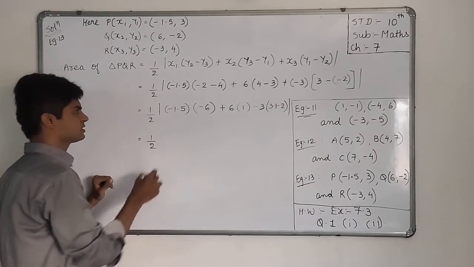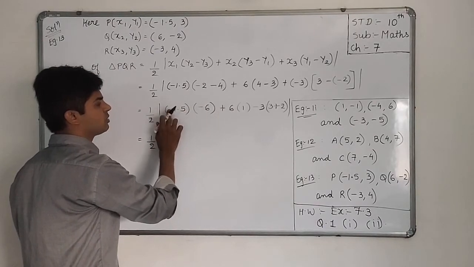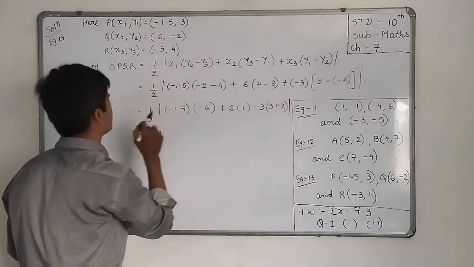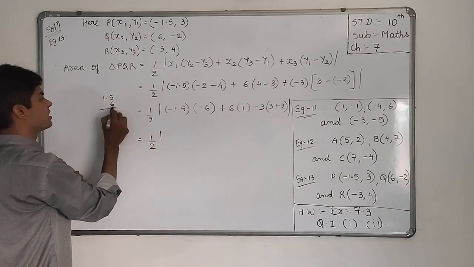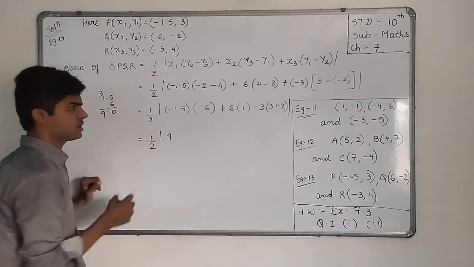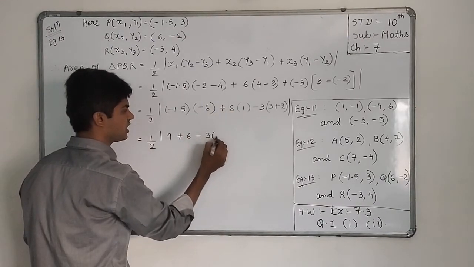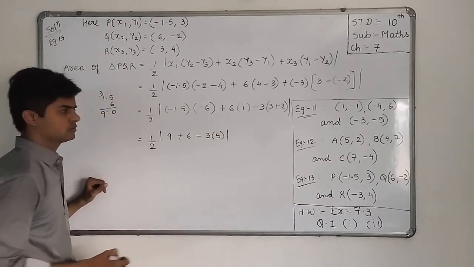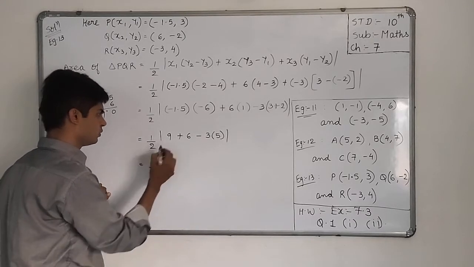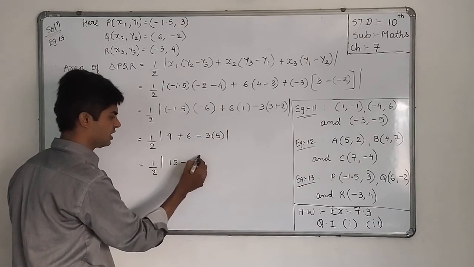Understood? Let us solve this. 1 by 2 as it is. Minus 1.5 into minus 6. First of all, the multiplication of minus and minus will be plus. Okay. So 1.5 into 6 means 6 5s are 30, 6 1s are 6 plus 3, 9.0, it means plus 9. Plus 6 1s are 6 minus 3 into 5. Bracket over. Modulus also over. Okay. 1 by 2. 9 plus 6, 15. Minus 3 5s are 15.